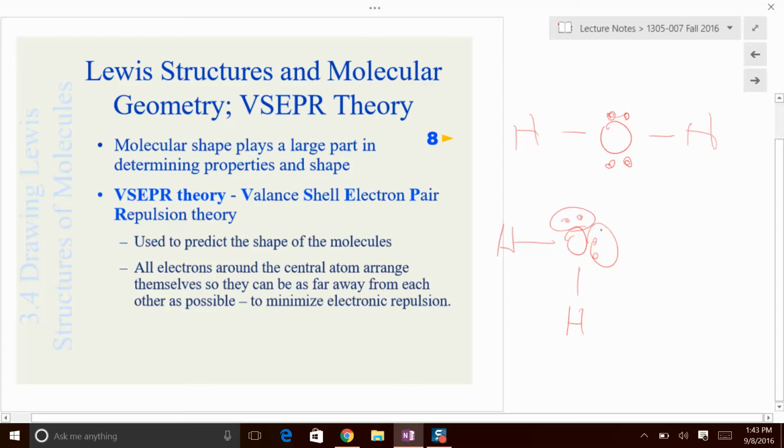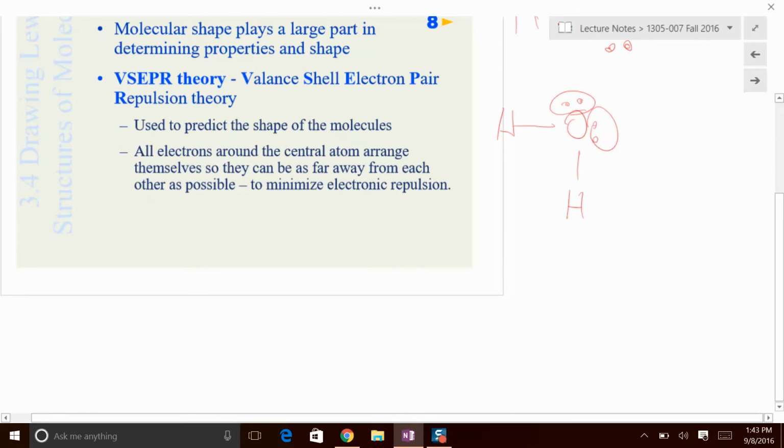If you have something that doesn't have lone pairs on the central element, then it is linear. This is a linear molecule. There are no lone pairs here. So these oxygens, they get as far away from each other as possible, which is completely 180 degrees from one another, right? So they're 180 degrees away from one another.